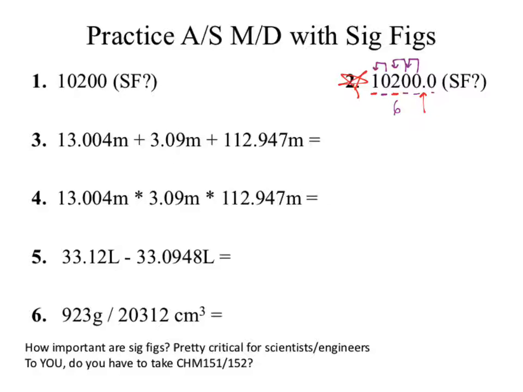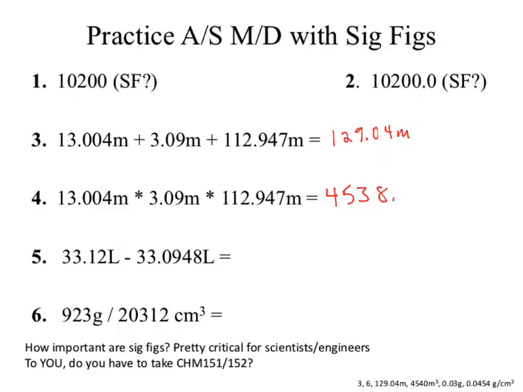Okay? I'm going to cheat real quickly. Let's see, did I do that right? Looks like I did that right. So the answer your calculator spits out should be 129.04 meters. The next one. What does your calculator spit out for question 4? 4538.77015. Sorry. That's quite all right. Meters cubed.